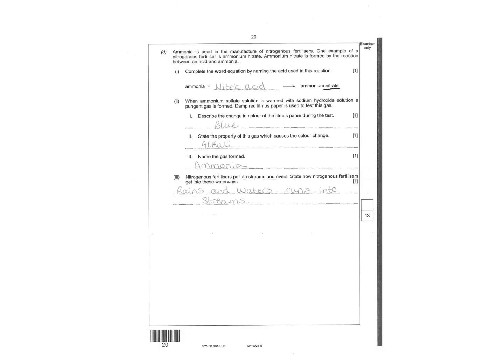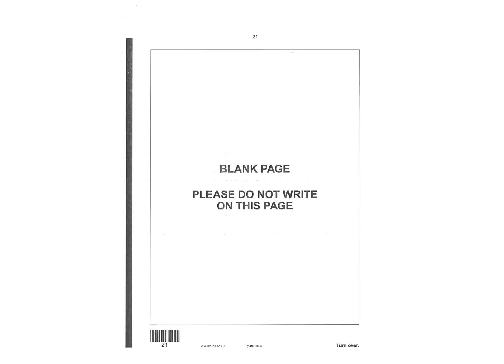Complete the word equation. You've got nitrate, so the acid's going to be nitric acid. Litmus paper turns from red to blue in a test. State the properties of the gas which cause this to change. It's alkali. They're alkalis. The gas formed is ammonia. Nitrous fertilizers pollute streams and rivers. State how nitrous fertilizers get into waterways. It rains and water runs into the streams. Blank page, you don't need to do anything here.